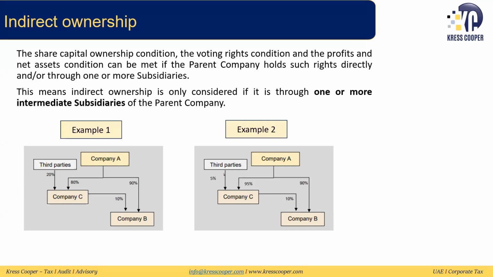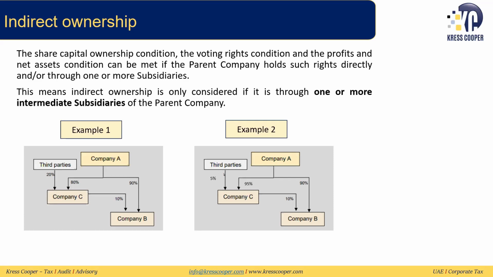But there is one important point here: it needs to have this indirect ownership through one or more intermediate subsidiaries. In the case of example 1, this condition is not being met, because company A is holding 80% of company C. So it is not meeting the first condition, that is, company C is not a subsidiary of company A.